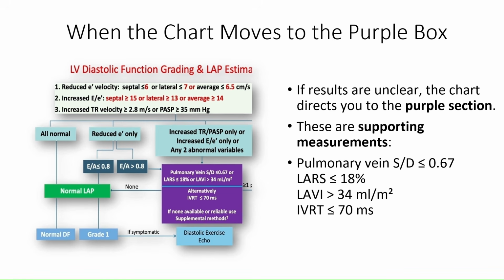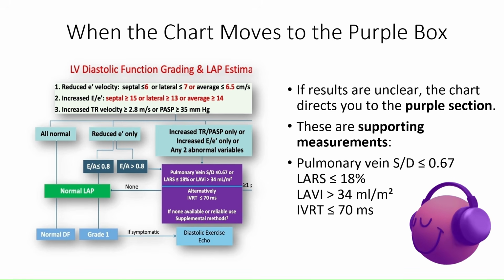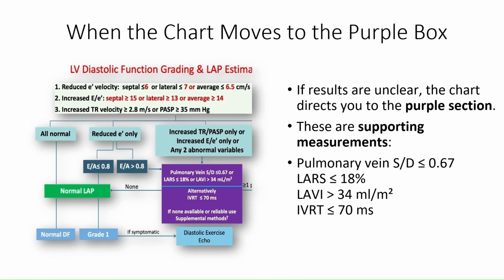IVRT, which stands for isovolumic relaxation time, this is the time between the aortic valve closure and the mitral valve opening, representing LV relaxation. A value less than or equal to 70 milliseconds suggests elevated left atrial pressures, which causes the mitral valve to open earlier and shortens the relaxation phase.